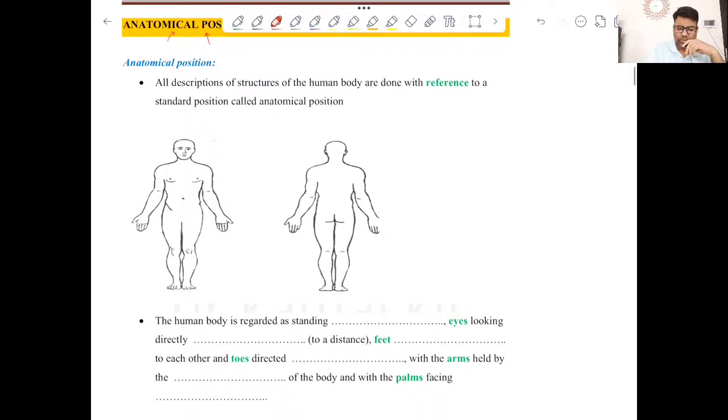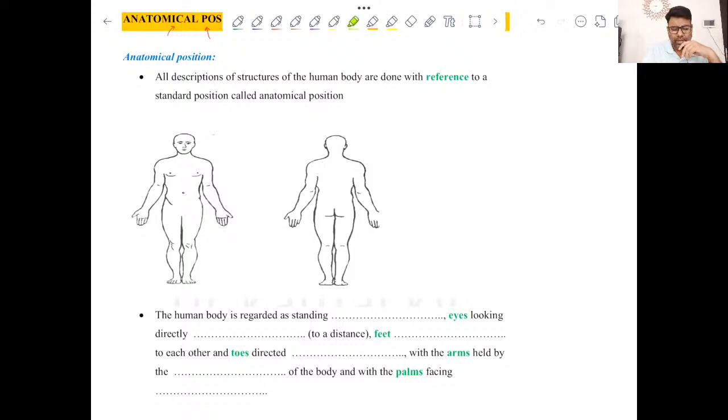So what is the purpose of knowing this anatomical position? It actually helps us in creating a reference position based on which we can compare or study the different organs of the human body. So all descriptions of the structures of the human body are done with reference to a standard position or a uniform position, and that is known as the anatomical position.